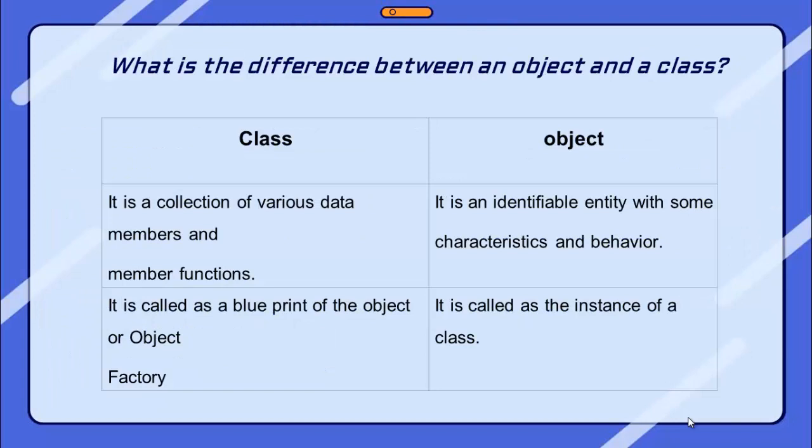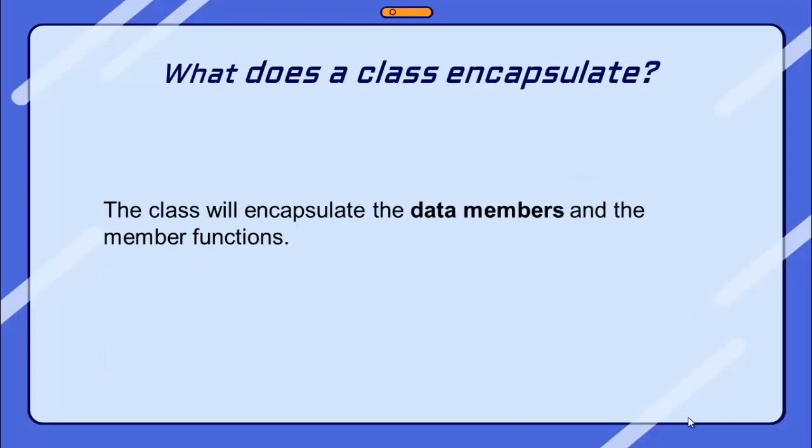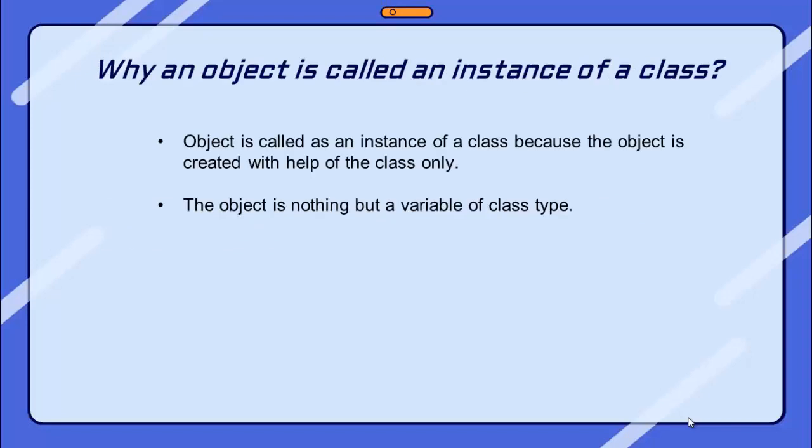Difference between object and class. A class is a collection of various data members and member functions. An object is an identifiable entity with some characteristics and behavior. A class is called a blueprint of the object or the object factory. Here an object is an instance of a class. What does a class encapsulate? The class will encapsulate the data members and the member functions.